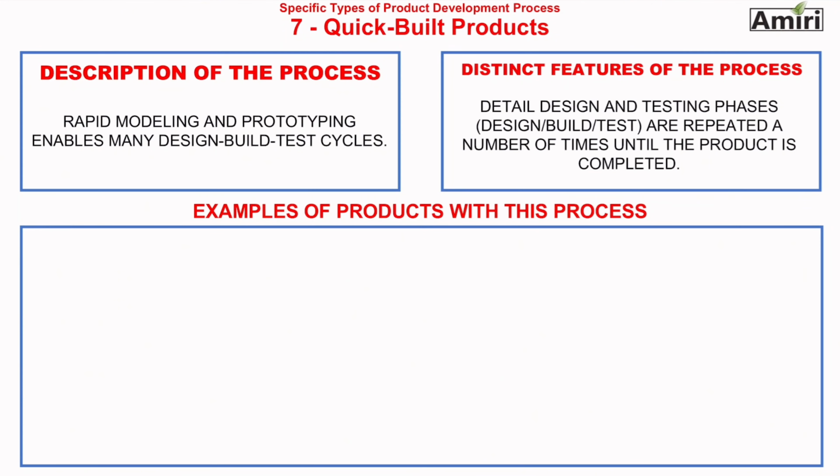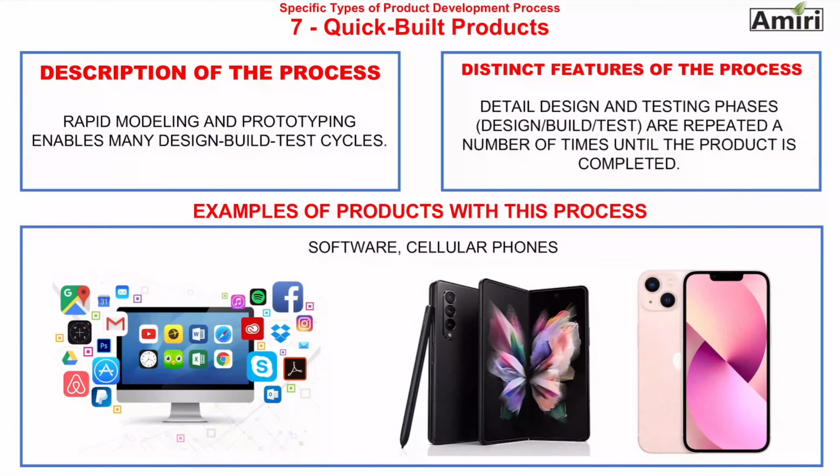Next category is quick build products. These products rely on rapid prototyping and iterative design cycles, where products go through multiple design, build, test phases until they're ready for production ramp up and scale up. Because of this, detailed design and testing are repeated several times throughout the process. A good example of this is software and cellular phones, where new versions are constantly tested, updated, and improved before launch.